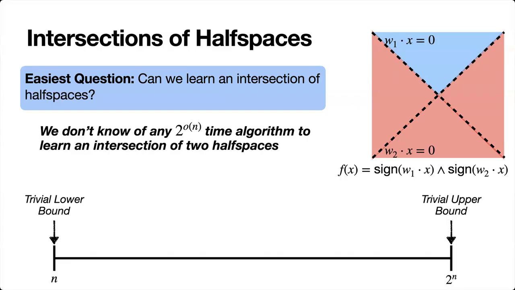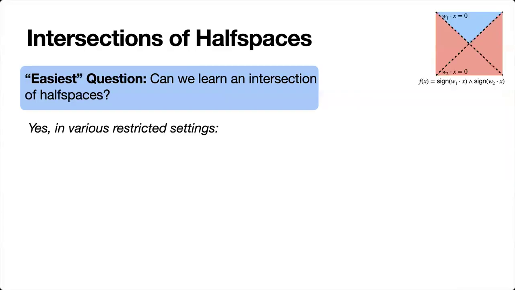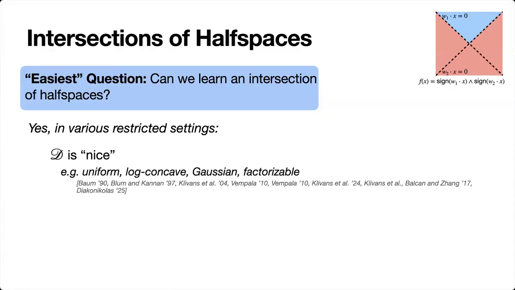Good. So this is a pretty well-studied question, and we do know a lot about it. In particular, in a variety of restricted settings, we do have a good understanding of this question. If you promise me that rather than being an arbitrary distribution, the distribution is nice, so let's say uniform over the unit sphere, log-concave, Gaussian, or other so-called factorizable distributions, in all of these cases, it turns out that there are polynomial time algorithms for learning an intersection of two half spaces.